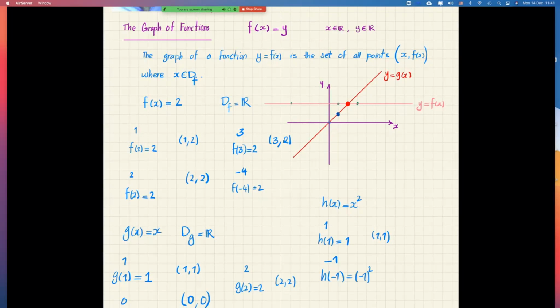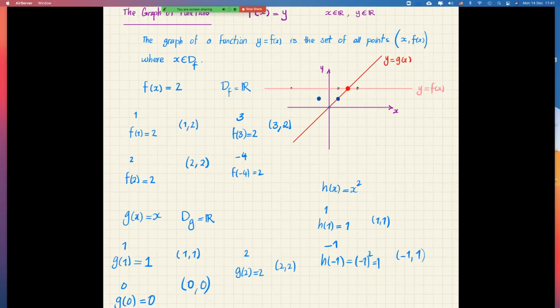It is -1 to the power 2, which is 1 again. So which point should be highlighted? A point that I give -1 to, and I get 1 back. Yes, so this is this point. x is -1, y is 1. So this point should be highlighted. So I will take this point.